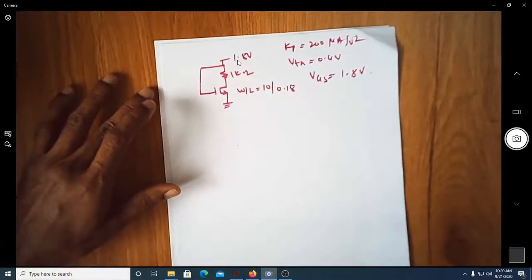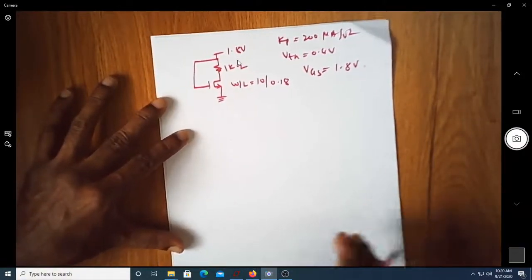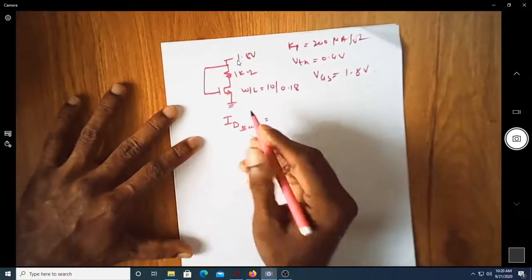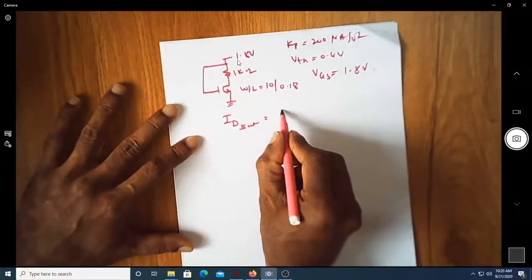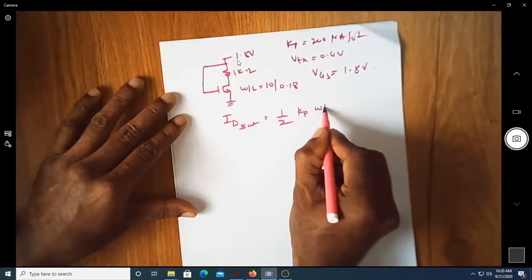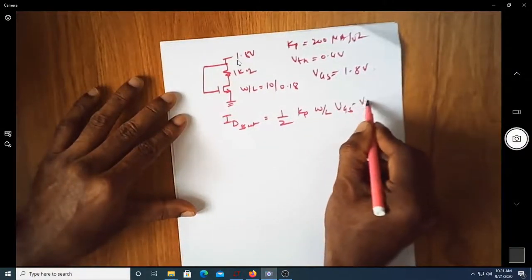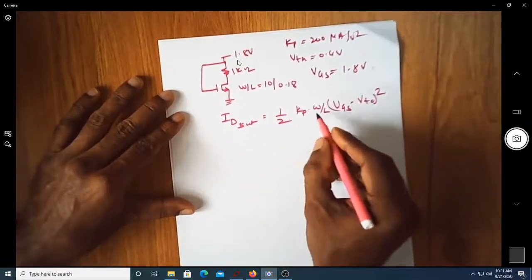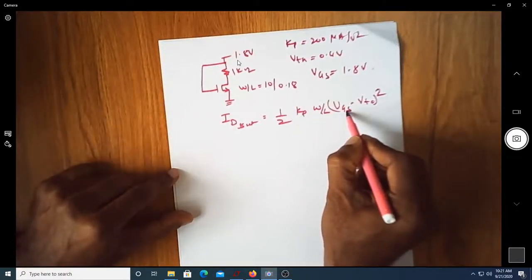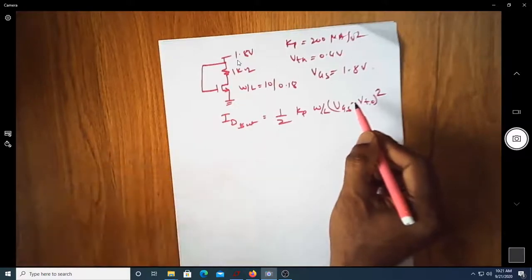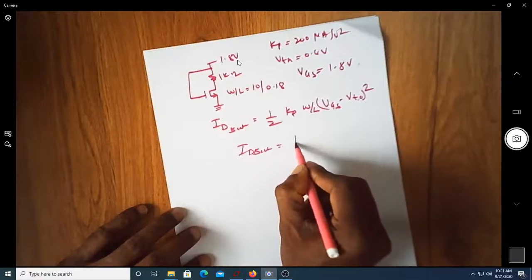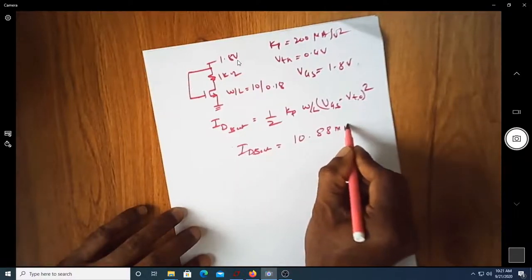Because we don't know whether the MOSFET is in linear or saturation condition, let us have the expression for ID in saturation region and try to find out whether the MOSFET is in saturation region or not. The expression for ID sat is half Kp W by L times (VGS minus VTO or VTH) whole square. Because we know all the values, Kp we know, W by L is given here, VGS is 1.8, VTO is 0.4, upon substituting all these values, we will get ID sat as 10.88 milliampere.